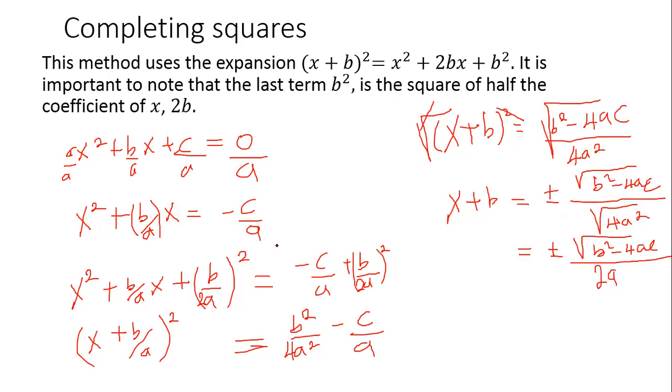If this, you know what is wrong, this was supposed to be b over 2a.